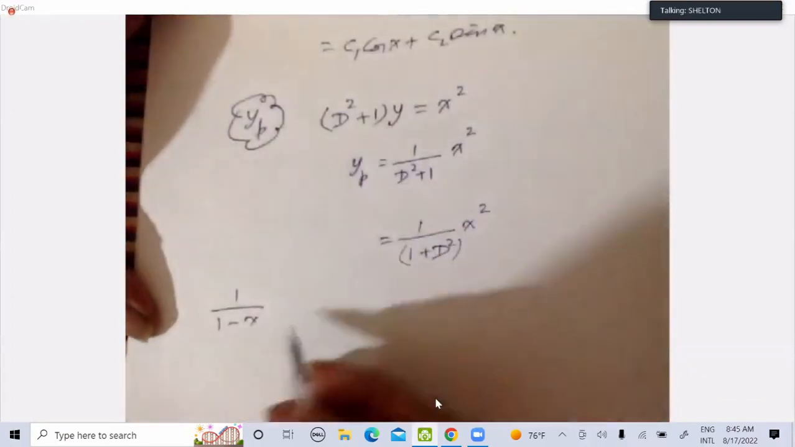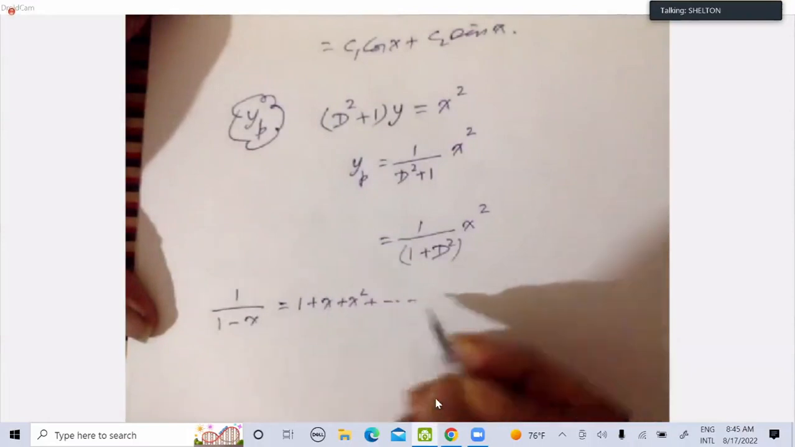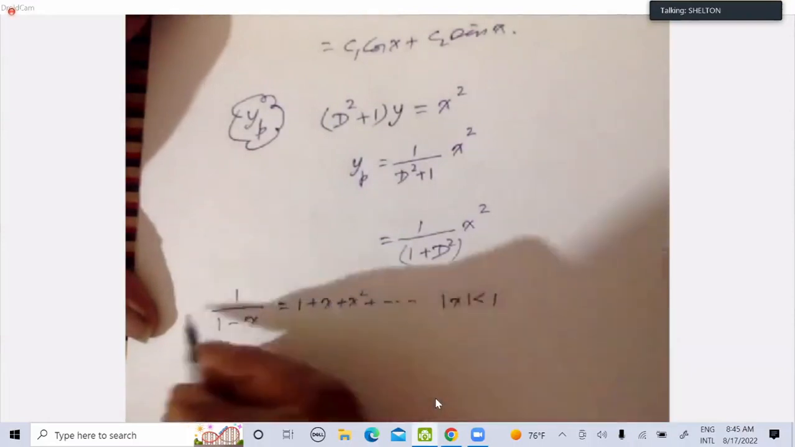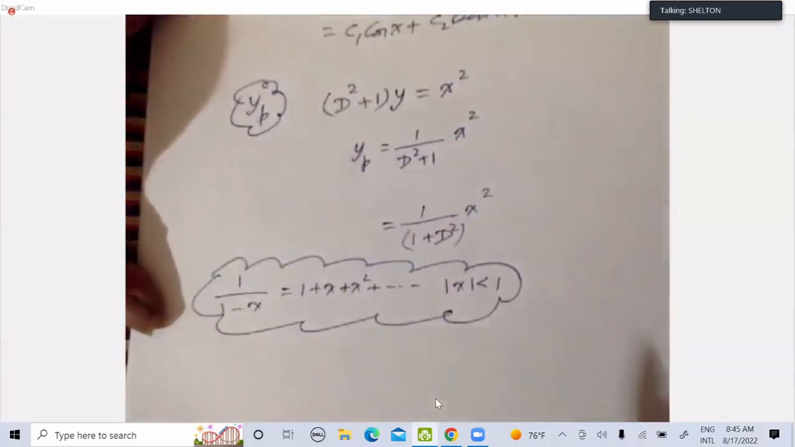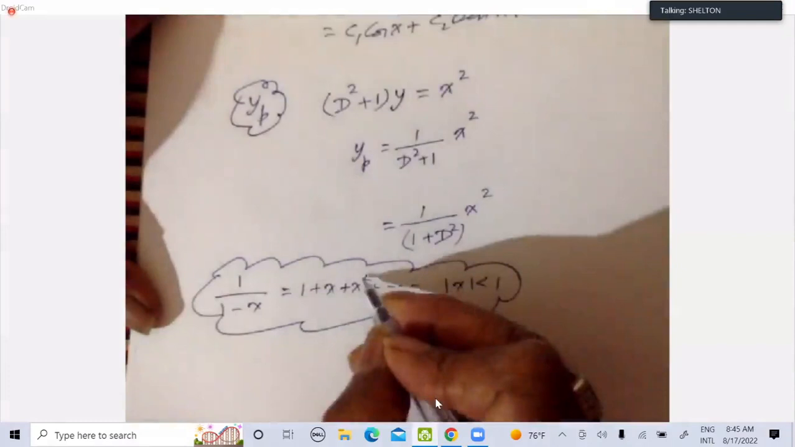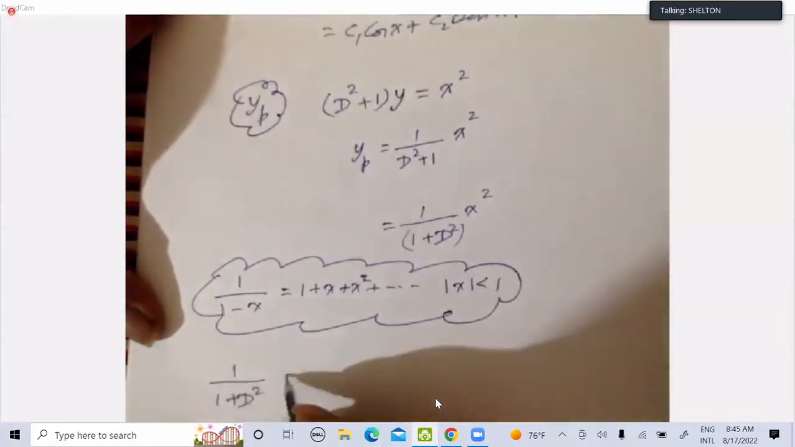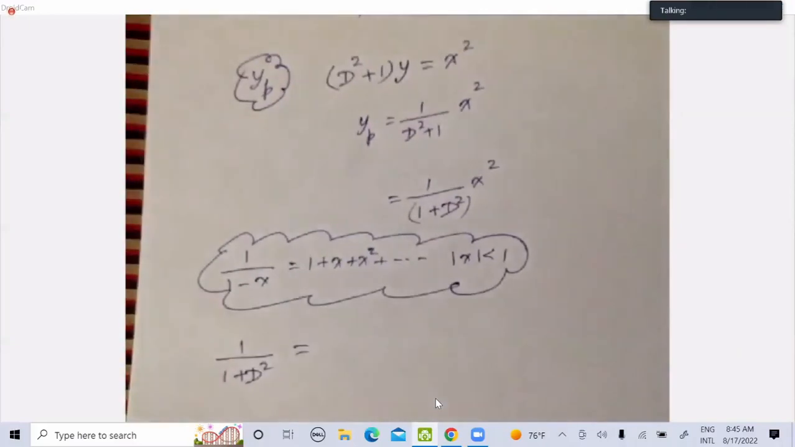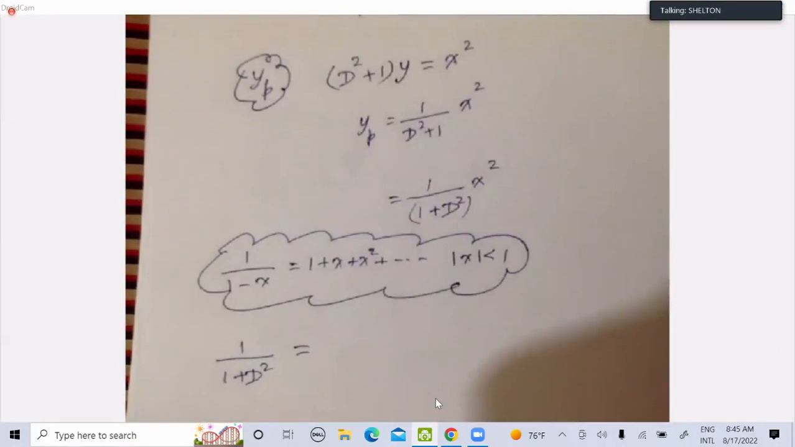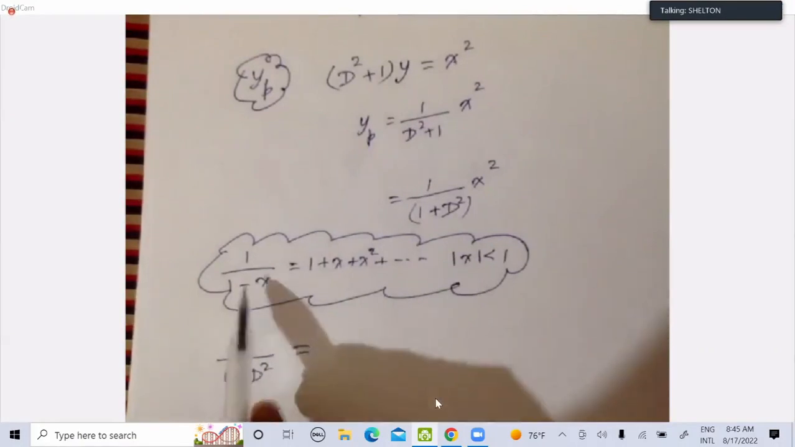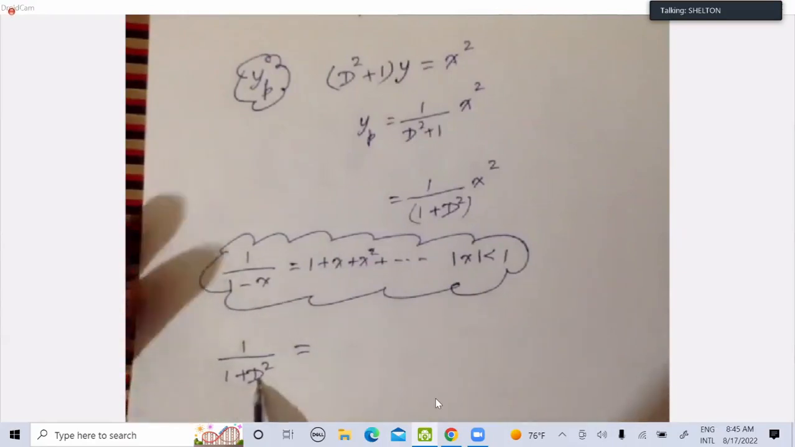1 over 1 minus x is 1 plus x plus x squared and so on, valid for absolute x less than 1. A real infinite series. This is a geometric series. Okay, so what is 1 over 1 plus D squared? Can somebody say? We said we can use this formula for the operator also. So what is x here? To get this, x is minus D squared.